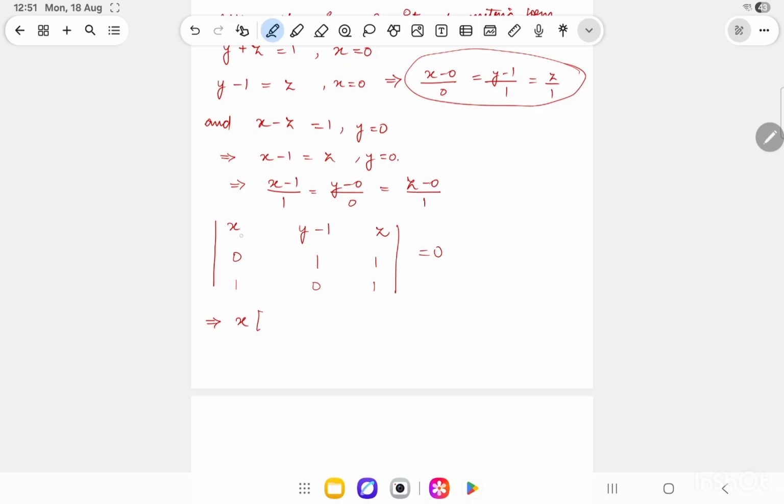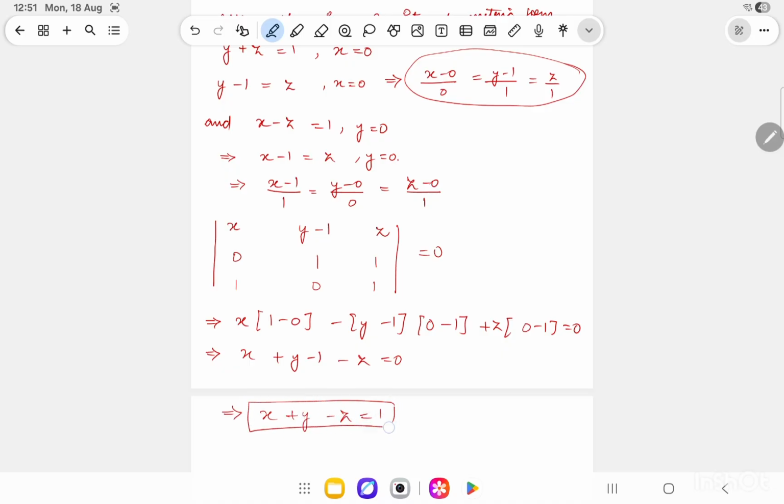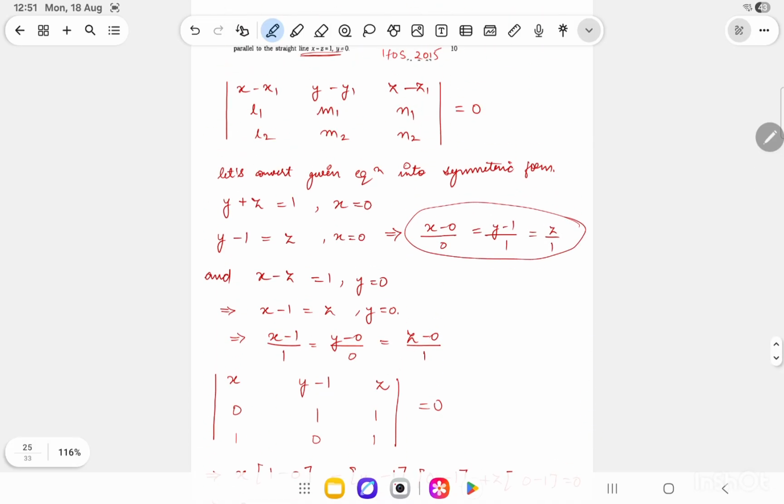If we simplify this we'll get x into (1 minus 0) minus (y minus 1)(0 minus 1) plus z into (0 minus 1) equals 0. On further simplifying we'll get x plus y minus 1 minus z equals 0. So the equation of plane is x plus y minus z equals 1. So this is the required equation of plane which is passing through this line and parallel to this line.